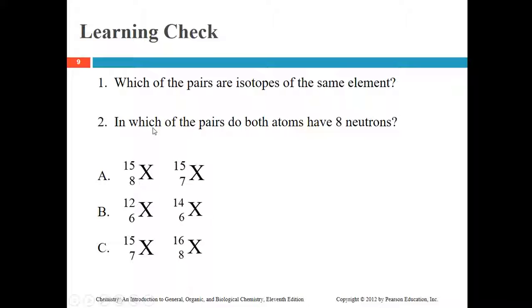Now, question 2. In which of the pairs do both atoms have 8 neutrons? Well, we know that we're going to subtract the proton number from the mass number. So that's 7, so right then and there we don't need to do any more math because it's not A. B, we have 12 minus 6, well, that's not 8. C, 15 minus 7 is 8, well, okay, it might be this one. Well, 16 minus 8 is 8. So C, both of these pairs of different atoms have 8 neutrons. Notice they are not isotopes.